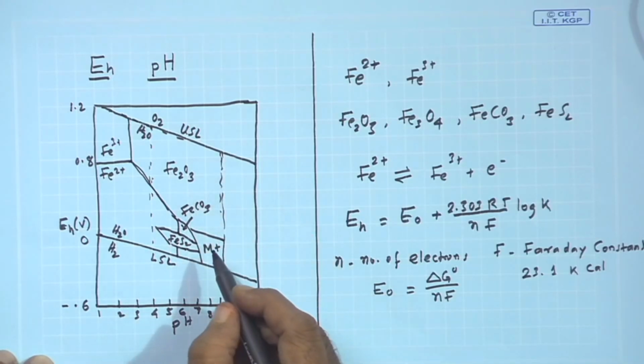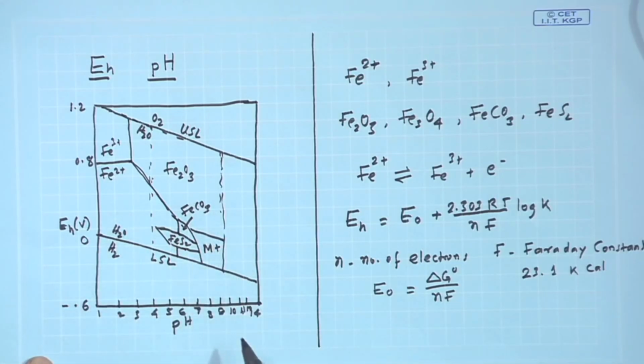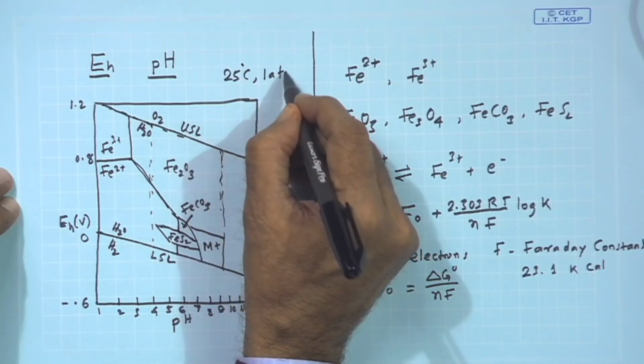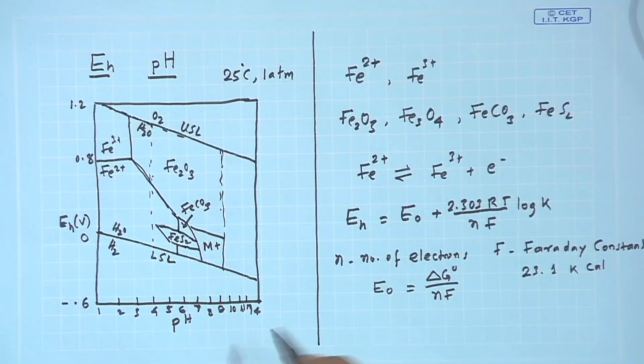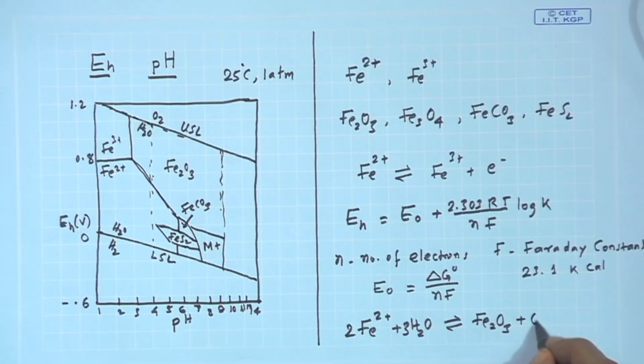So, generally this banded iron formation facies can be interpreted by using this kind of diagrams, which can be worked out at 25 degrees Celsius and 1 atmosphere pressure, and simple reactions like Fe2+ plus water giving Fe2O3 plus protons and 2e-, where it is balanced. So, this makes a redox reaction which can be plotted.